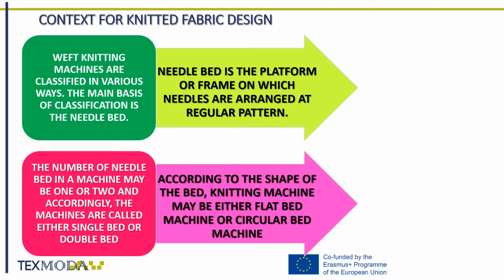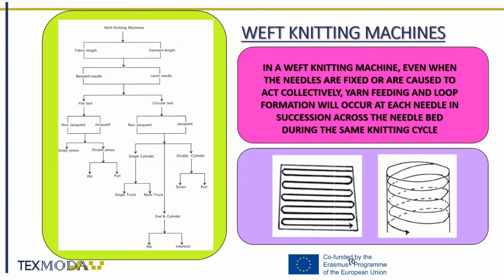The main basis of classification is the needle bed. By needle bed, we understand the platform or frame on which needles are arranged in a regular pattern. The number of needle beds in a machine may be 1 or 2, and accordingly the machines are called either single bed or double bed. According to the shape of the bed, knitting machine may be either flat bed machine or circular bed machine. A brief classification of weft knitting machine is displayed in the slide.